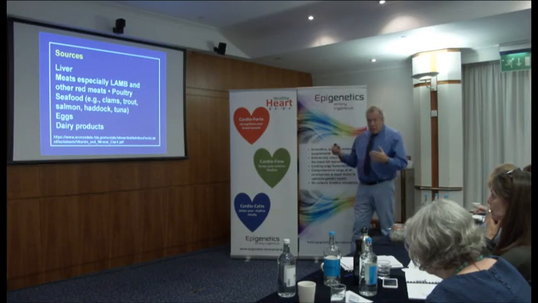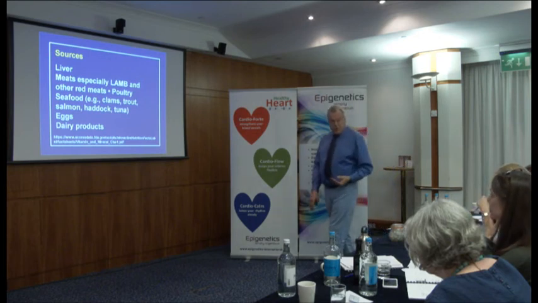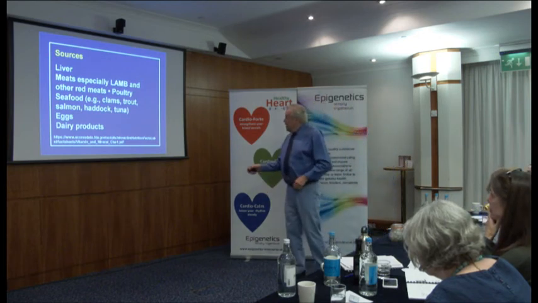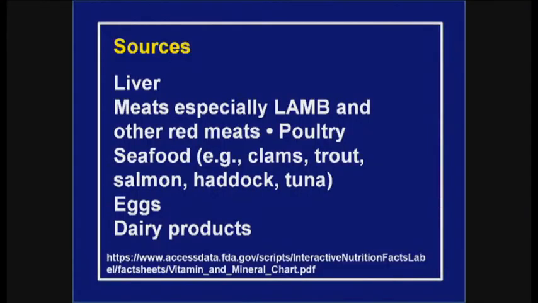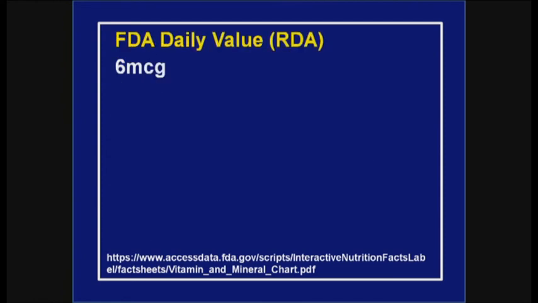Sources: we store up to 3 months or more of B12 in the liver, and therefore liver is a very good source of B12. Meats, especially lamb and other red meats. And then gradually, as you go through, poultry, fish, eggs, dairy, and really we're getting down to such minute amounts. Recommended daily allowance is 6 micrograms.